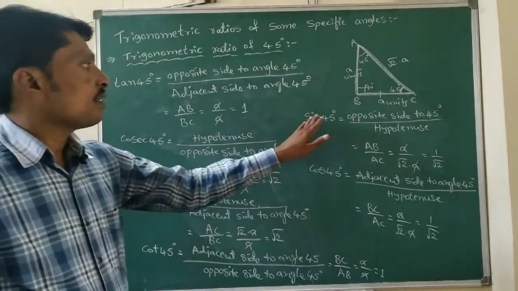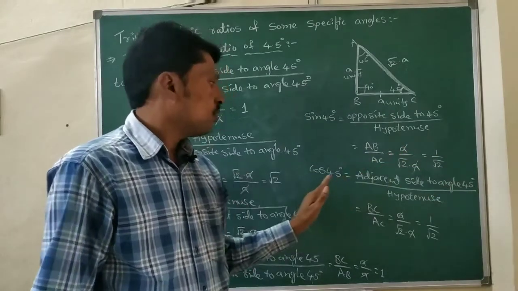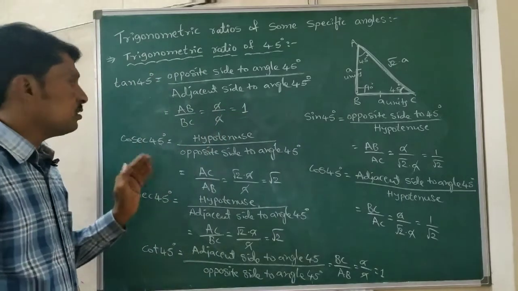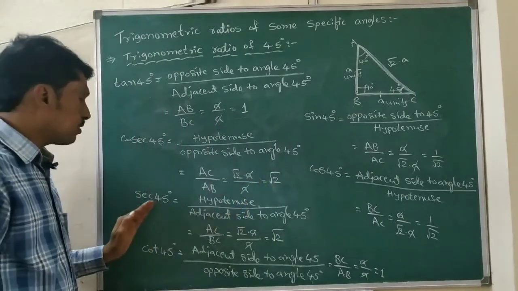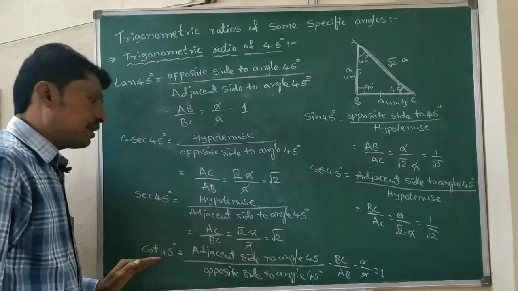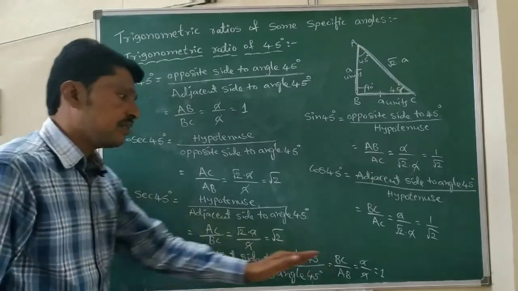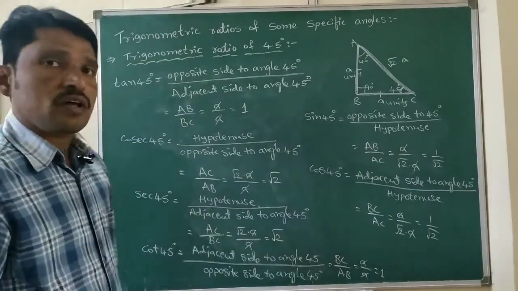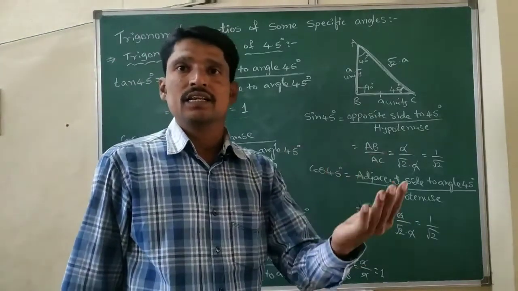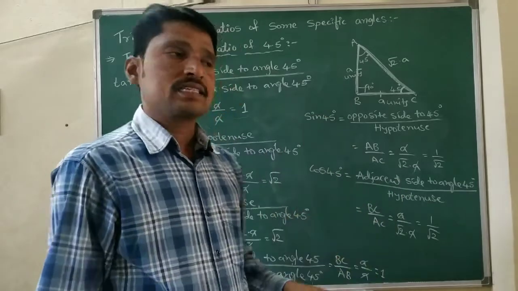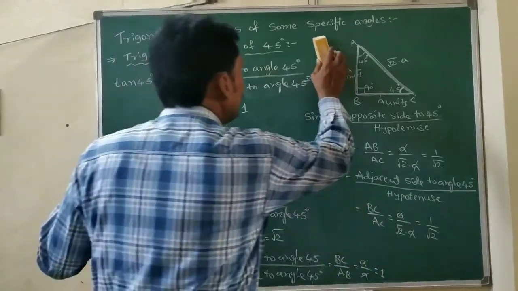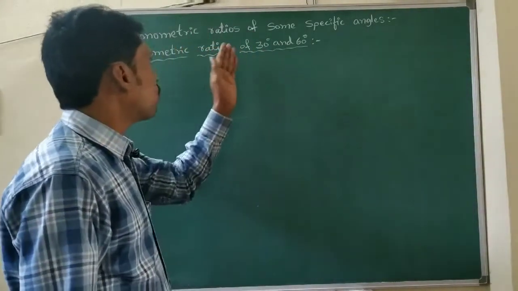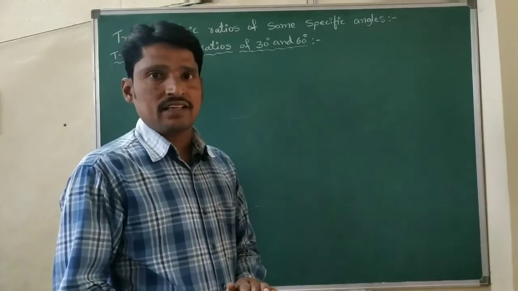So you have to see here, sin 45 is 1 by root 2, cos 45 is 1 by root 2, tan 45 is 1, cosec 45 is root 2, sec 45 is root 2, cot 45 is 1. So these are the trigonometric ratios of 45 degrees. Next we have to see 30 degrees and 60 degrees. Let us see the trigonometric ratios of 30 degrees and 60 degrees.